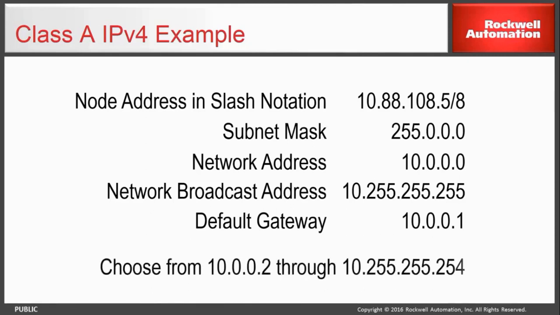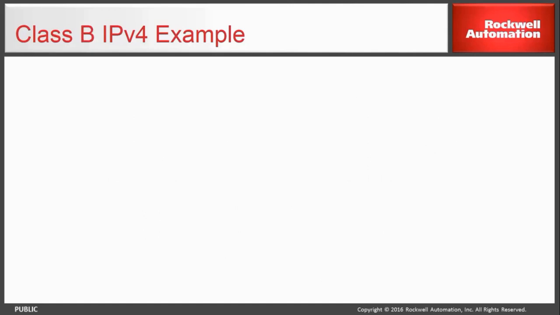This leaves us a selection from 10.0.0.2 through 10.255.255.254. We can choose any address from this range that is not already in use by another device on the network. This is an example of a Class B network.